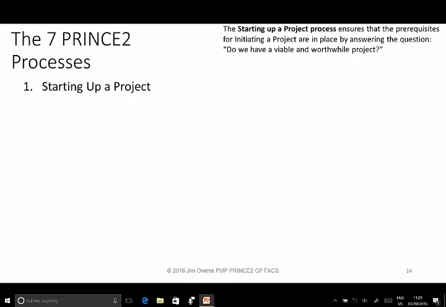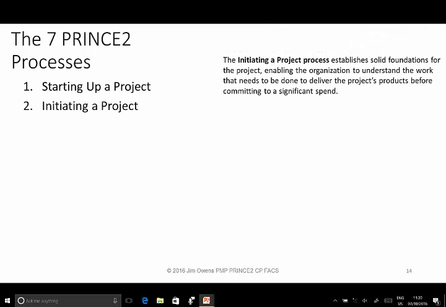The 7 PRINCE2 processes. Number 1. Starting up a project. The starting up a project process ensures that the prerequisites for initiating a project are in place by answering the question: do we have a viable and worthwhile project? Process number 2, initiating a project. The initiating a project process establishes solid foundations for the project, enabling the organisation to understand the work that needs to be done to deliver the project's products before committing to a significant spend.